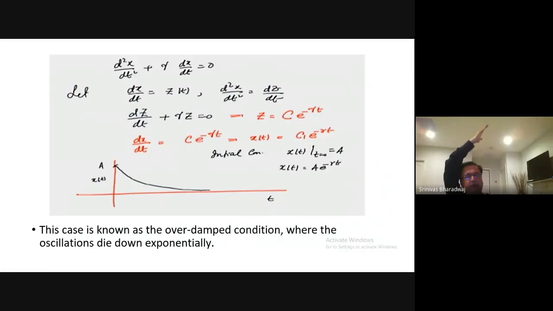Then you have an envelope which has an amplitude. This is called the overdamped condition. Slowly, instead of going to bigger and bigger amplitude, you have a declining amplitude, and then it stops. The amplitude has an exponential decline. The overdamped condition leads to exponential decay of the amplitude. So you have this, and then stop.